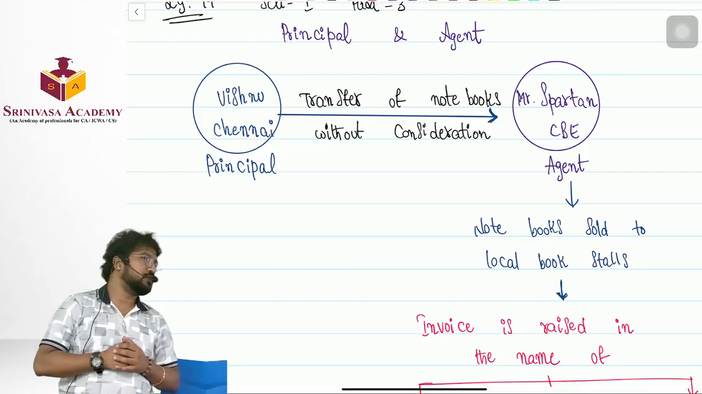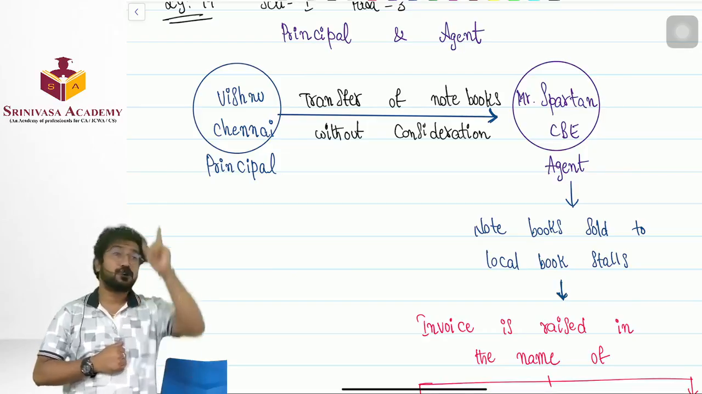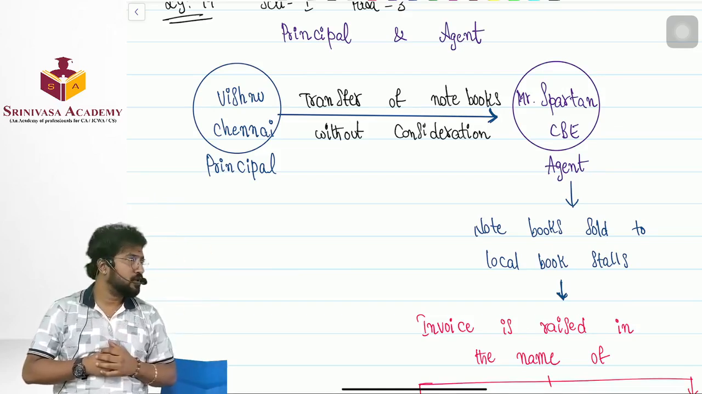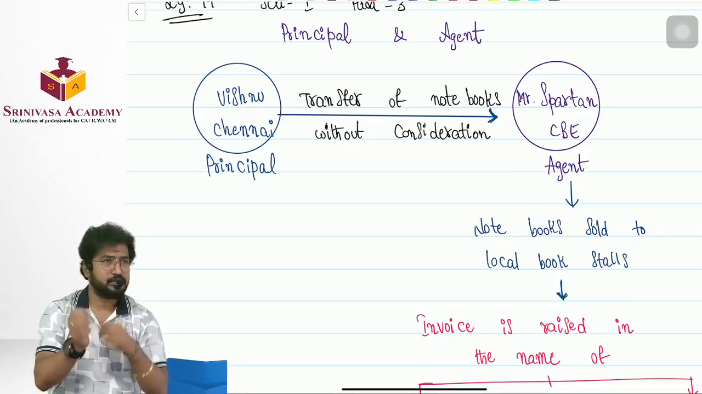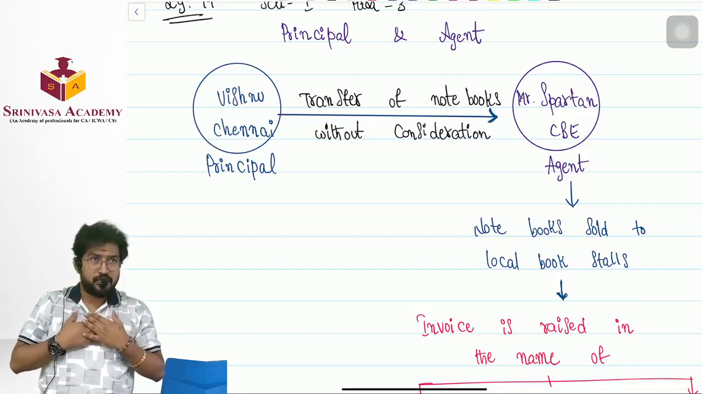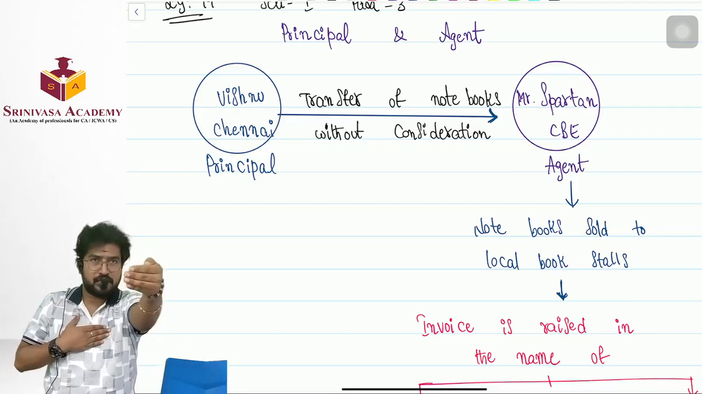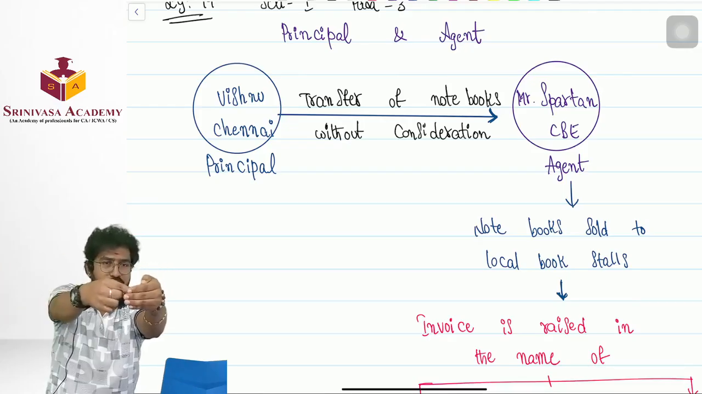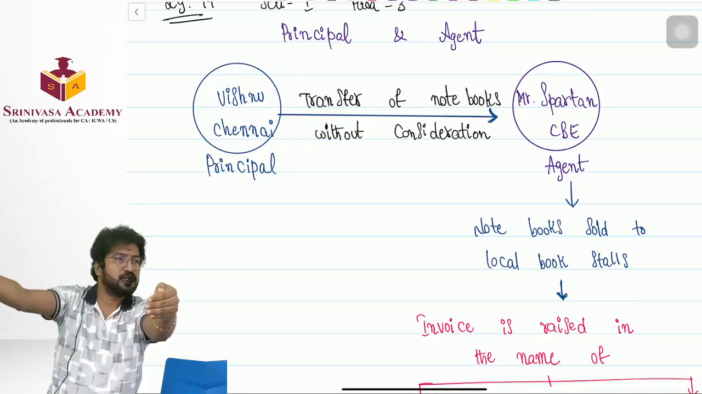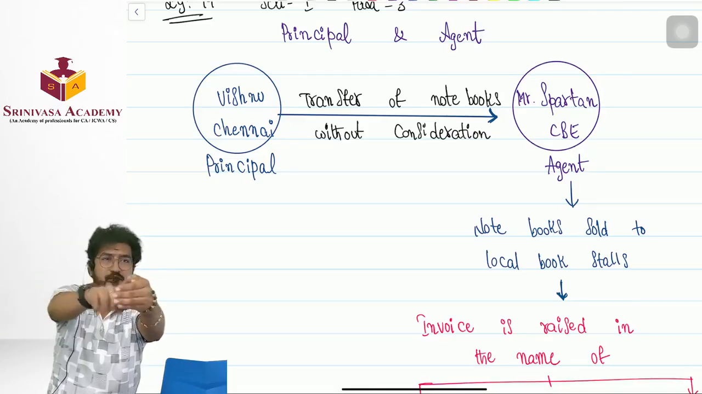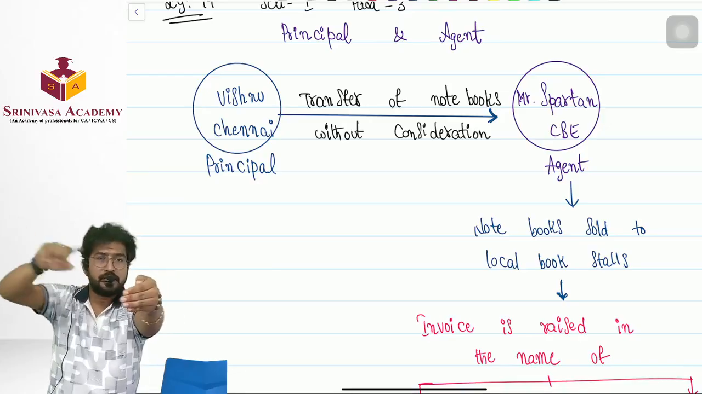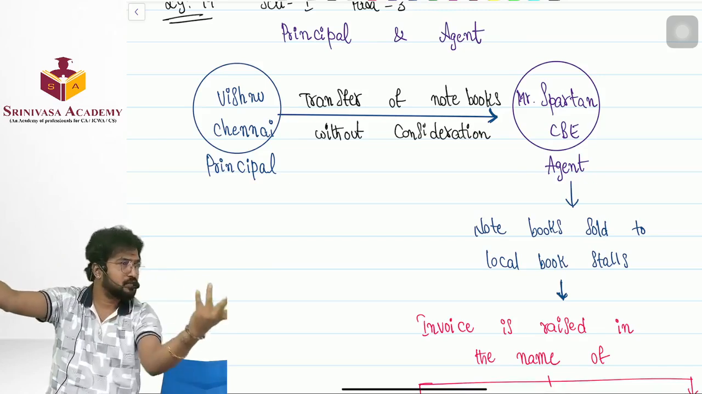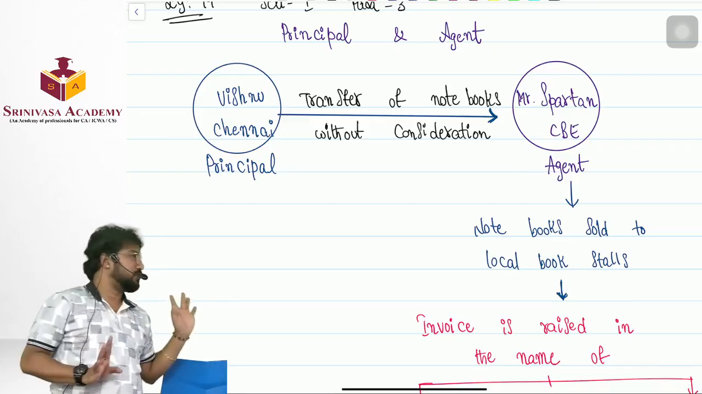For that, what should we check? Who is raising the invoice to those bookstall owners in Coimbatore? If Spartan is raising it, movement of goods between Vishnu and Spartan is supply. Goods Vishnu is sending to Spartan, Spartan is selling to bookstall owners. If Vishnu sends notebooks and Spartan raises the invoice, who is the owner? I am the owner. But who raised the invoice? Spartan. There is a connection between Spartan and the notebook stall owners. But what about Vishnu and the agent? So Vishnu should raise an invoice on the agent, Spartan.